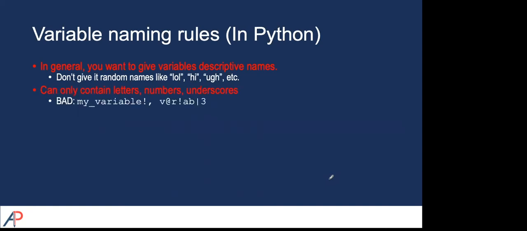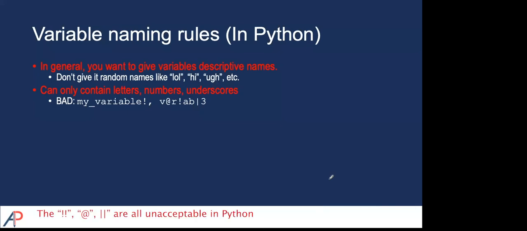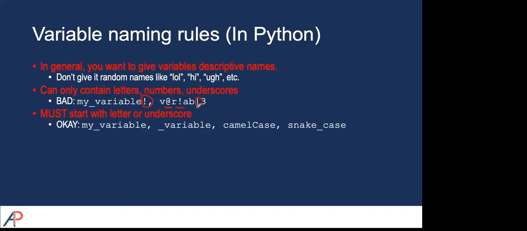In Python, you can only have letters, numbers, and underscores in variable names. So my variable, exclamation, and so on are all unacceptable symbols in Python as well. You could use numbers, underscores are also okay. So just remember that. But when you are creating a variable, it must start with a letter or an underscore. So you cannot start a variable with a number. It always is a letter or underscore.